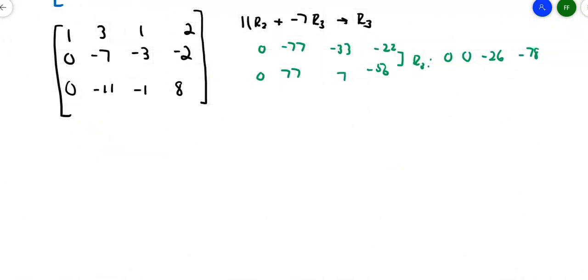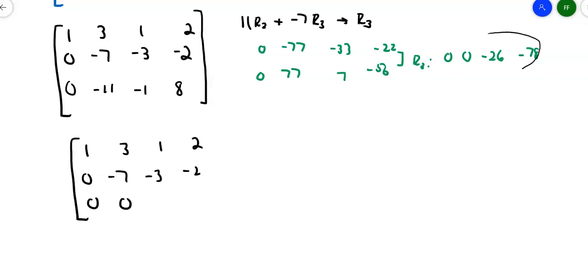My next matrix then will give me 1, 3, 1, 2, 0, negative 7, negative 3, negative 2, 0, 0. What do you notice about this negative 26 and this negative 78? Can I divide both of these by, I'm getting ahead of myself. Divide both of these by negative 26? I can, because I realize that one is 3 times the other. So divide them by negative 26, and you'll end up with a 1 and a 3.